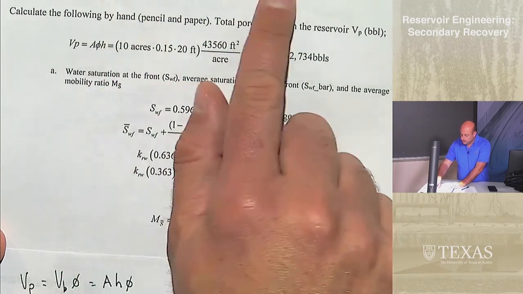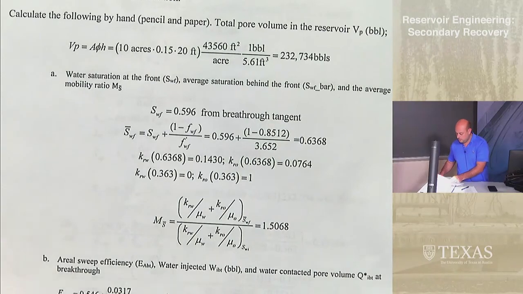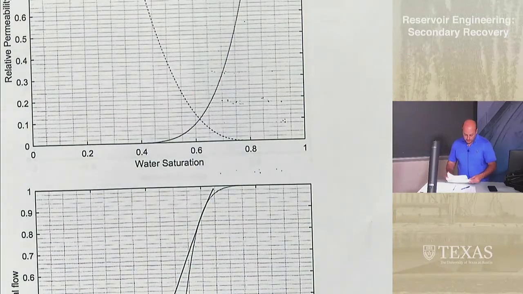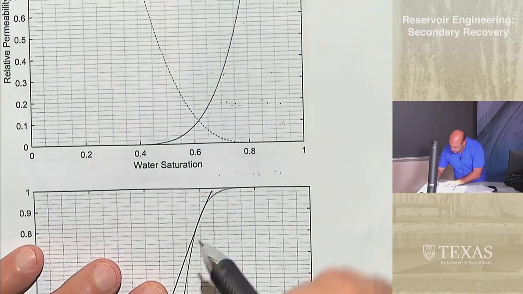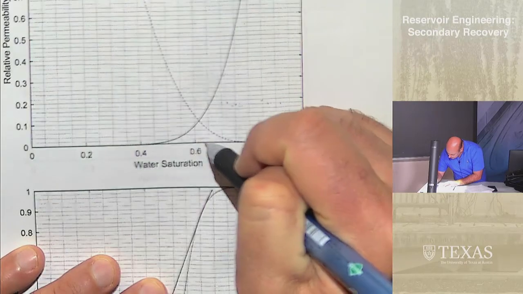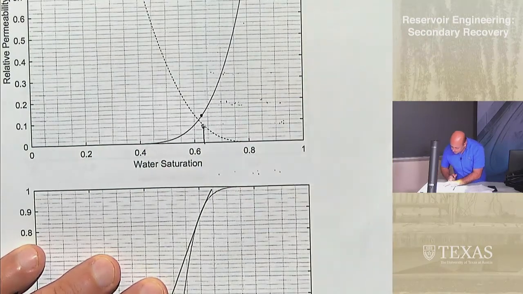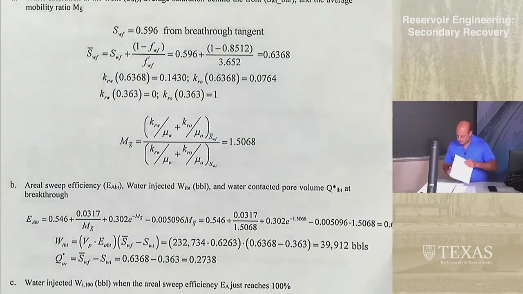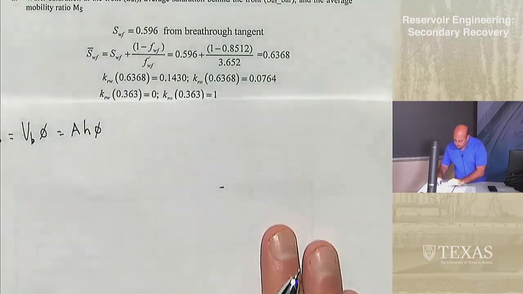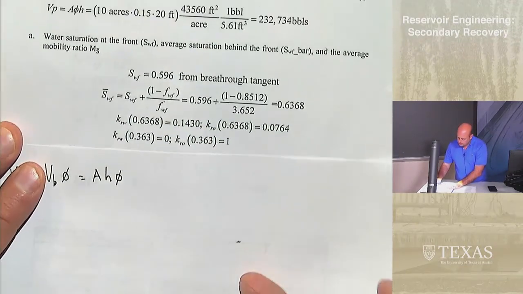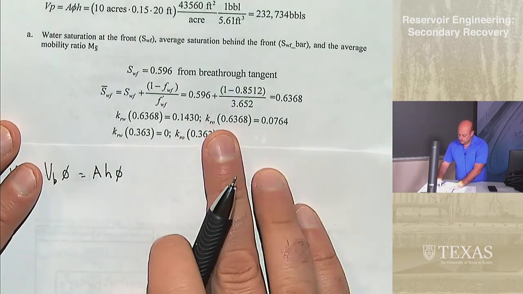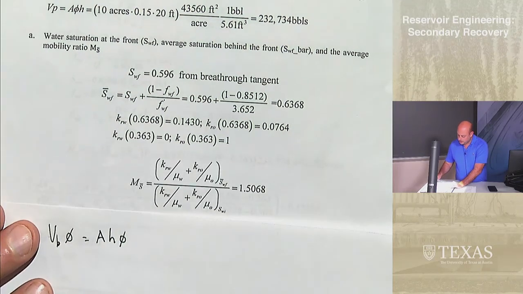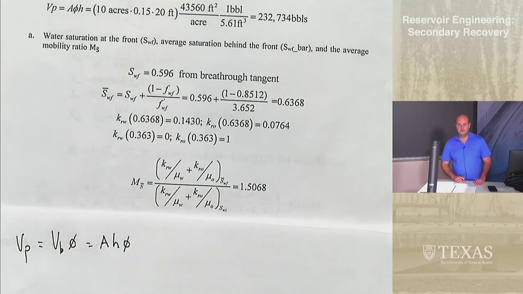You can either plug it into the equation directly and get a numerical answer, or you could come to the relative permeability plot. The saturation is 0.6368, so you'd come up right here and get this value and this value and read it off. Either way, you should get KRW at 0.6368 is around 0.14, and KRO is around 0.07, 0.08. So you plug it in, and I get a mobility ratio of 1.5.